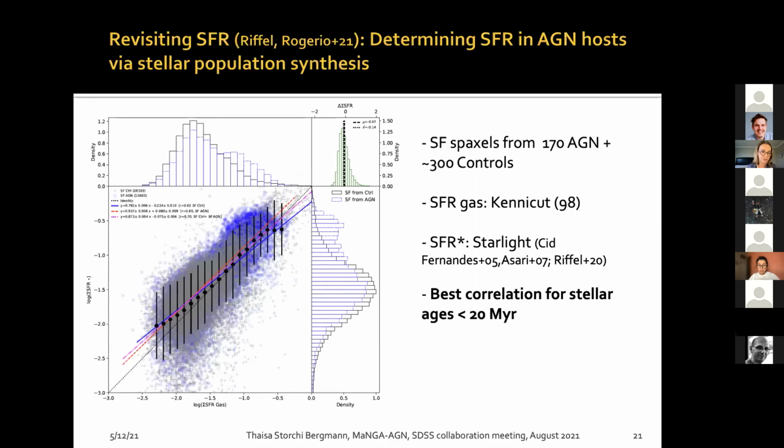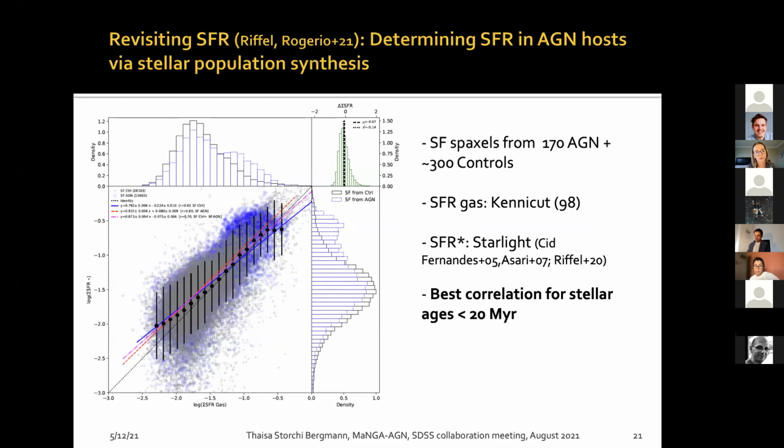We are trying to look more closely at this issue of star formation rate in AGN. This is work led by Rogério Riffel, where we took all these spaxels that were diagnosed as star forming spaxels from an increased sample, now 170 AGN and 300 controls. We calculated the star formation rate from the gas using the Kennicutt formula again, and the star formation rate from stars using the STARLIGHT code.